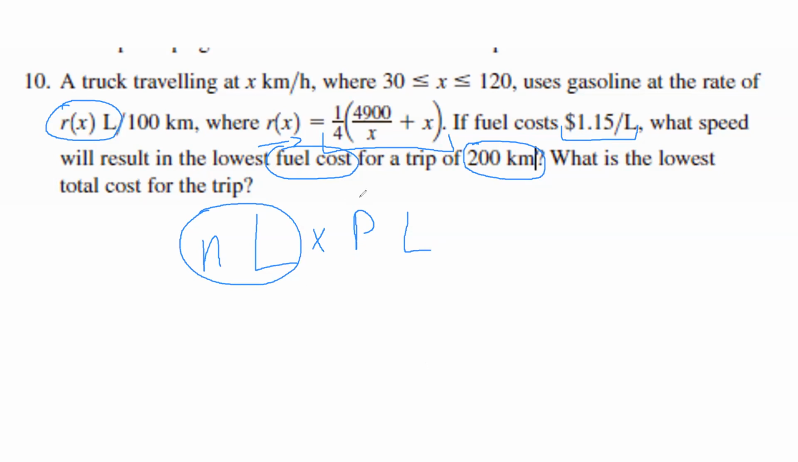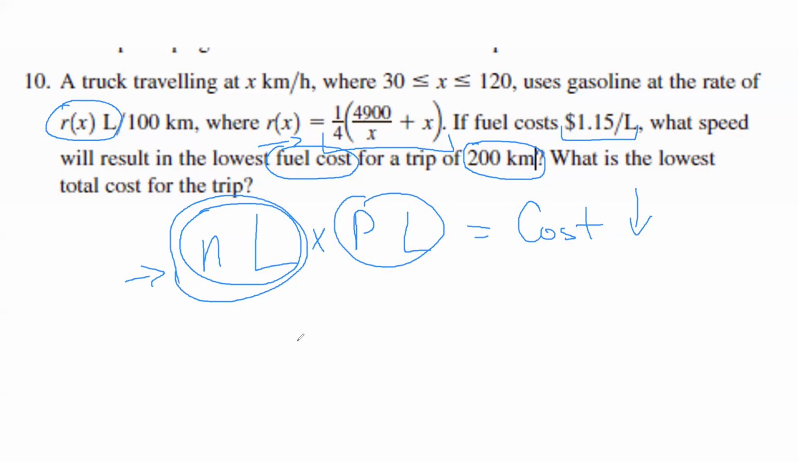While this is a constant value, we cannot adjust it. We can change only the amount of liters that we use. So this is cost: amount of liters times the price per liter. In order to make cost minimum, we need to reduce the consumption to minimum, and to do that we need to find the minimum of R(x). And then that's going to be the solution. We don't even need to multiply it by 2.